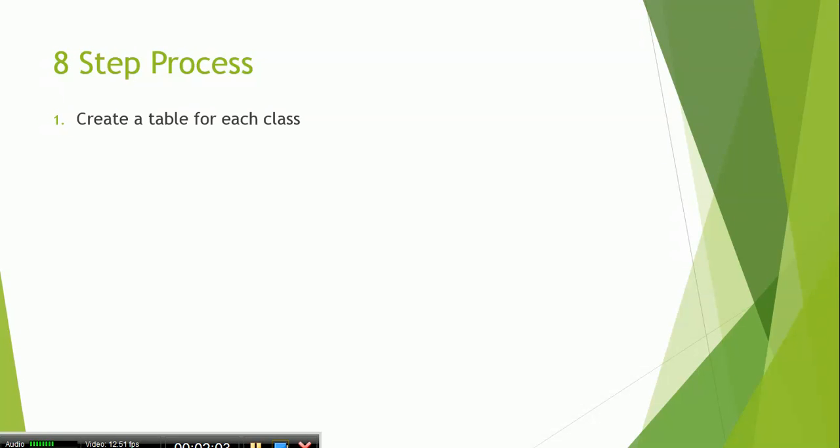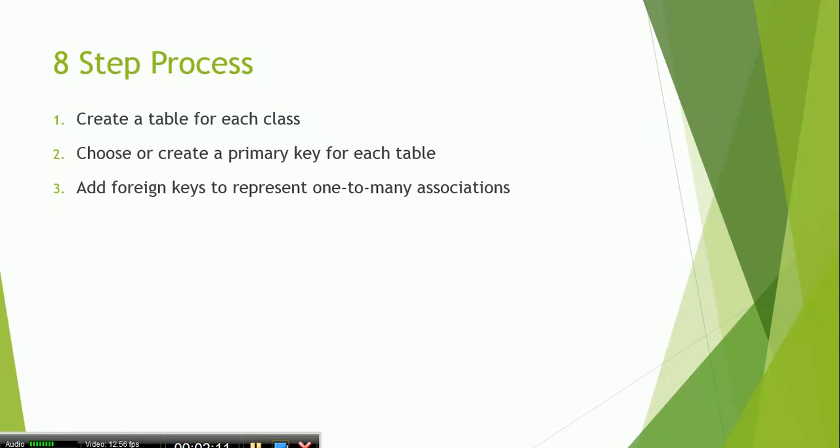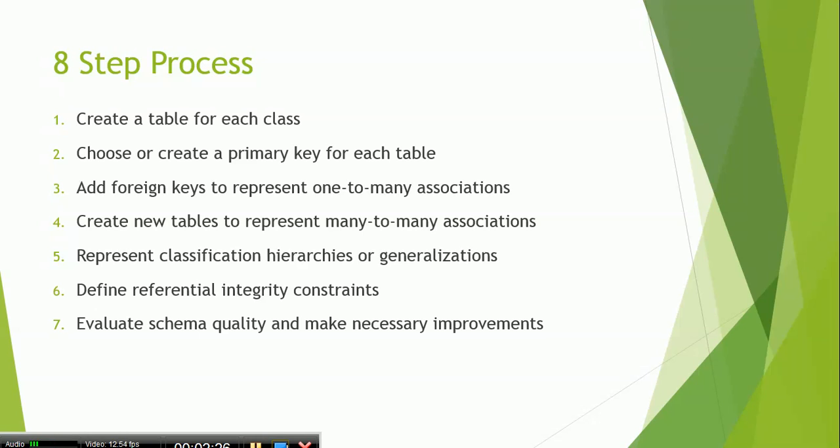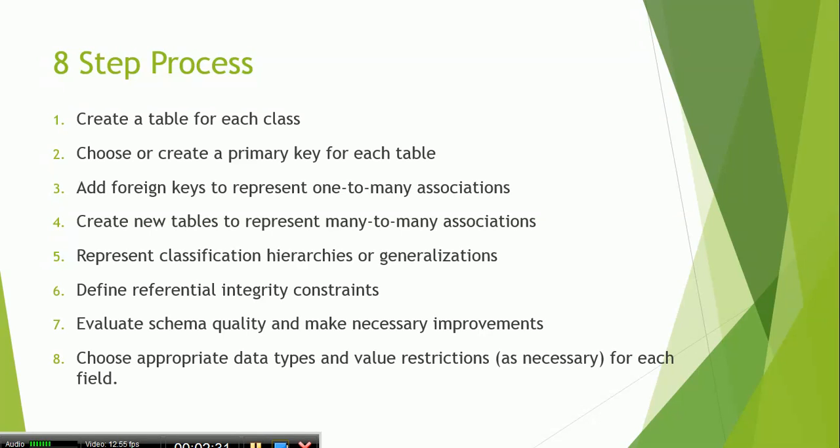The first thing that we need to do is create a table for each of the classes that is listed on our diagram. Then we're going to choose a primary key. We're going to add representations for one-to-many associations and many-to-many associations. And then we're going to represent inheritance, also known as generalization relationships. And then we need to define referential integrity. And then we're going to evaluate our database and make improvements as necessary. And finally, we're going to choose data types for each one of the fields that we have mapped out or that we've decided upon. All right, so let's start with the very first step in the process.